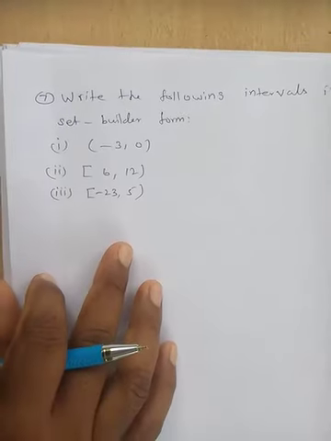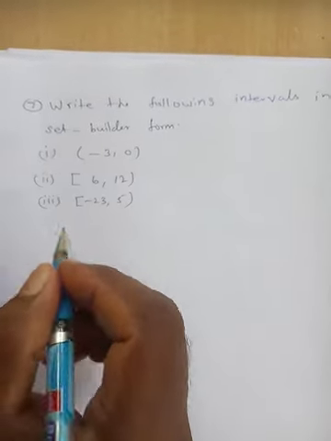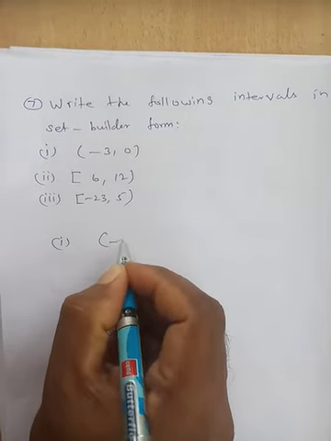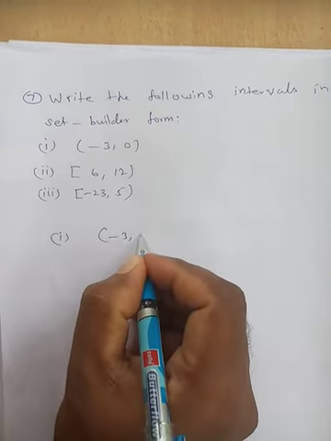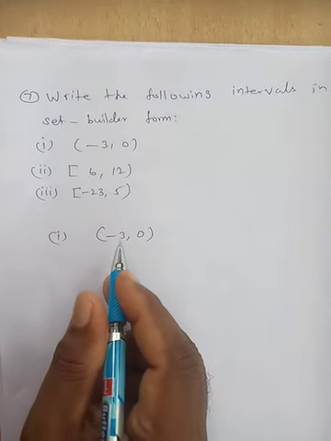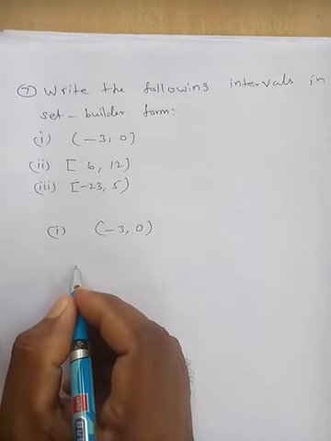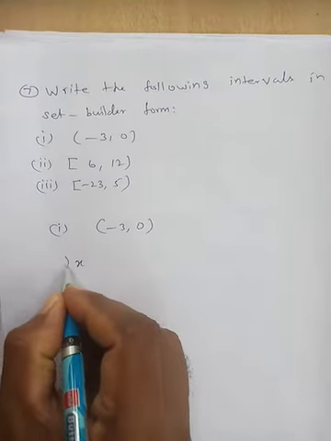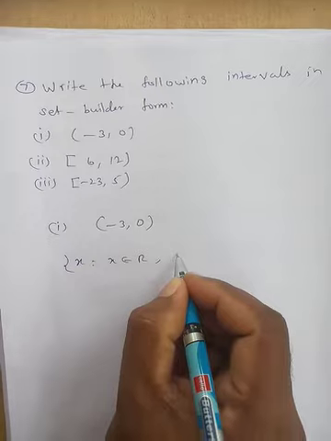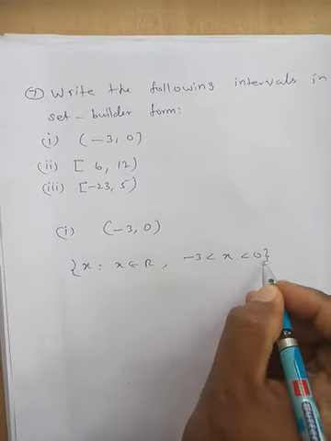Question number 7. Write the following intervals in set filter form. First one: the open interval minus 3 comma 0. This open interval has ordinary parentheses on both sides. So the set is x such that x belongs to R, minus 3 strictly less than x strictly less than 0.